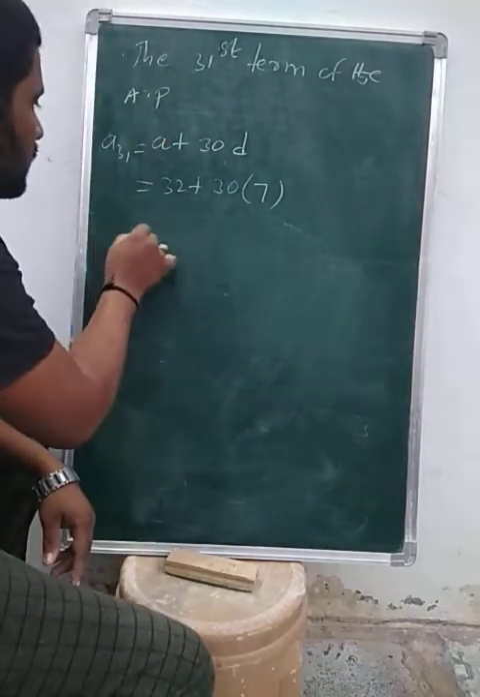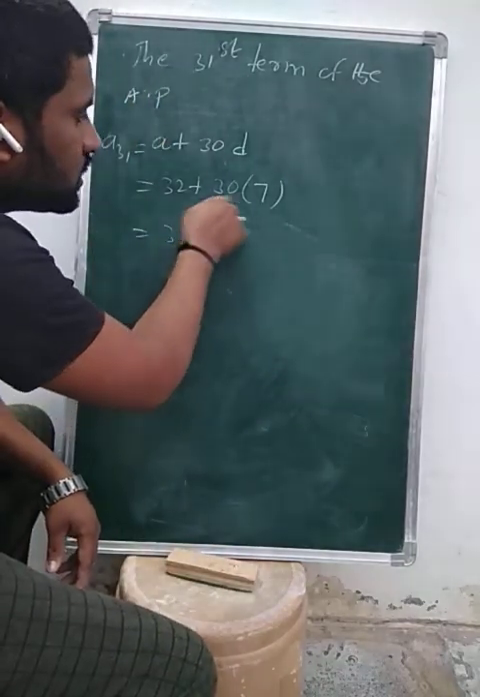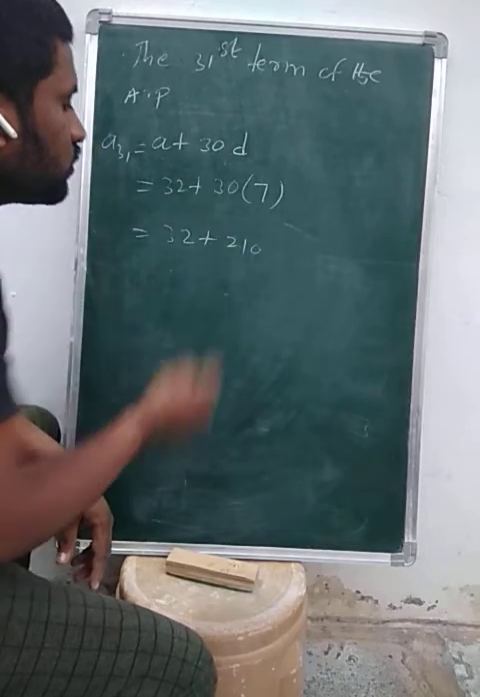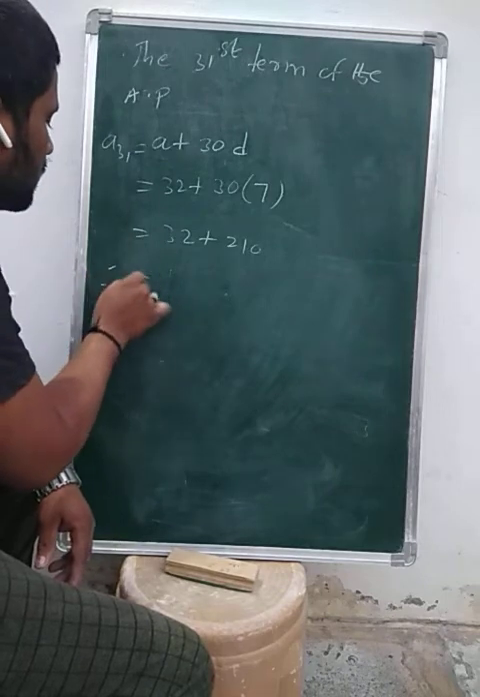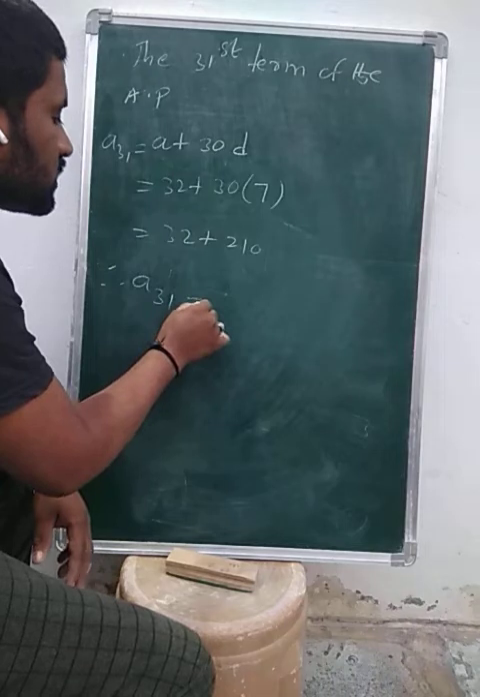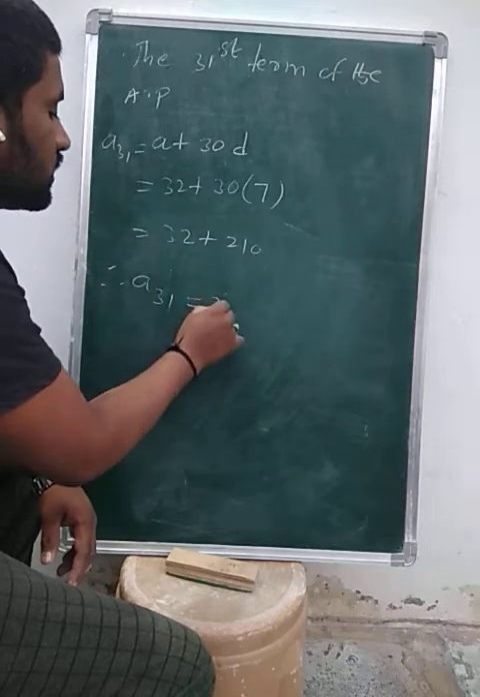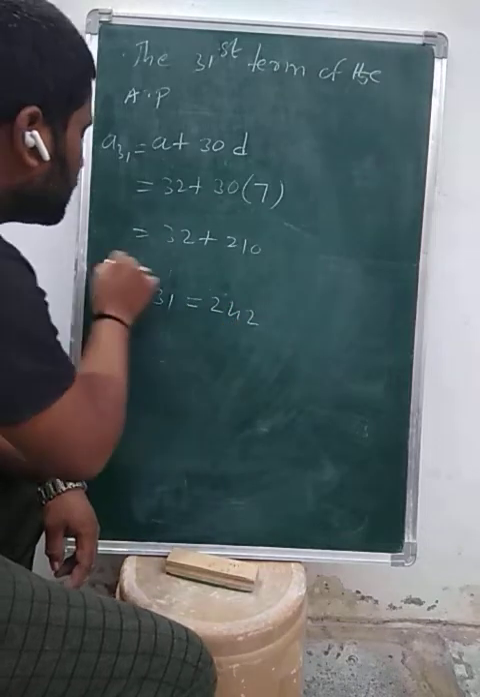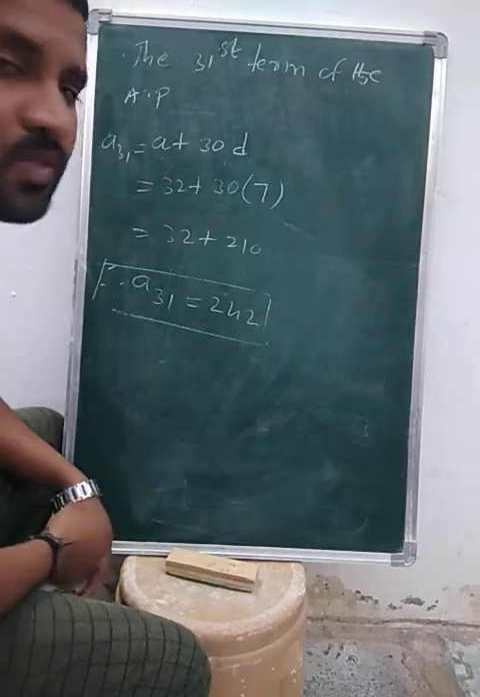Now 3 sevens are 21, so 30 sevens are 210. Therefore the 31st term of the AP is equal to minus 32 plus 210, that is 178. So this is the required answer for this question.